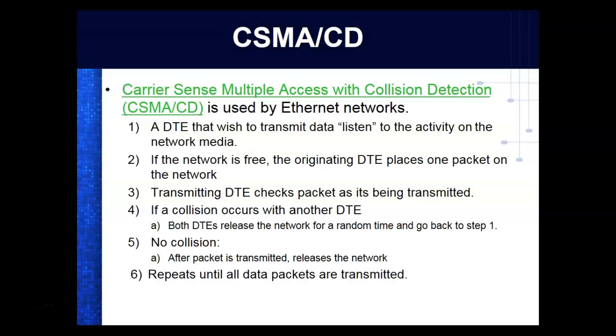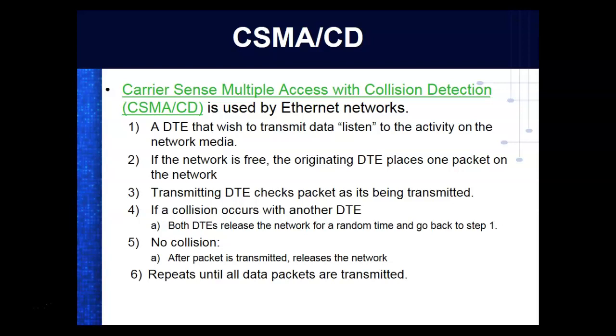Basic carrier sense multiple access goes through this procedure. A DTE that wishes to transmit data listens to the activity on the network media. If the network is free, the originating DTE places one packet on the network. The originating DTE checks the packet as it is being transmitted to see if it becomes corrupted because of a collision. So you have all these devices out there, say 200 PLCs, and they're all listening to the network, and there's a high probability that two of them want to send a packet at the same time.